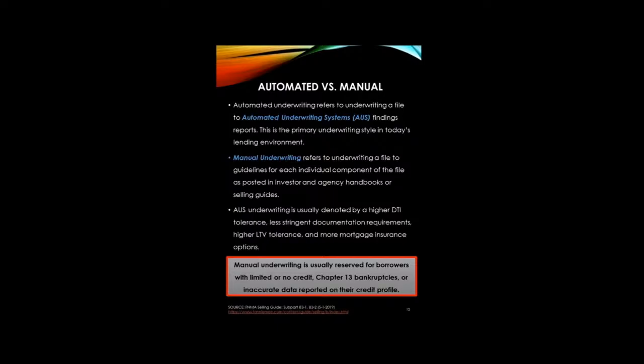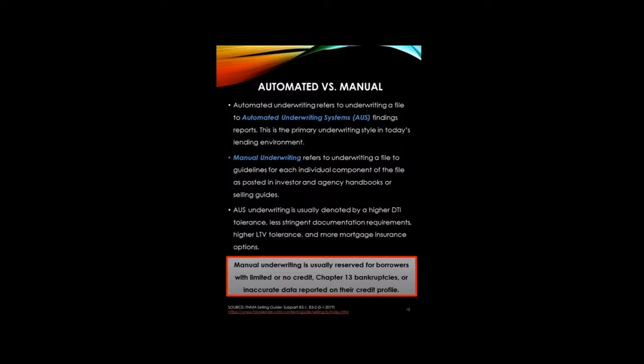So you want to make sure that it's telling you the right thing. Sometimes you do have to make it a manual underwrite, and you have to look up the guidelines and see if it meets the individual guideline components of that loan program so you can sell it to your investor.